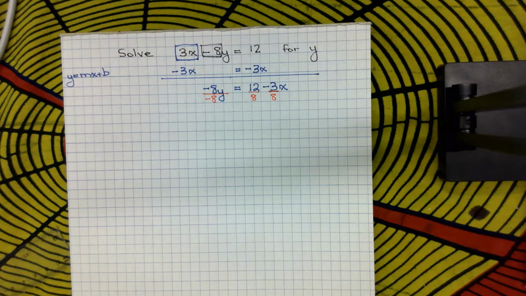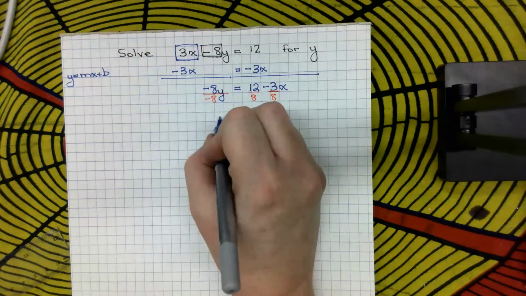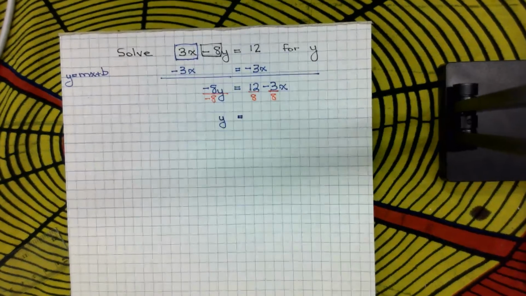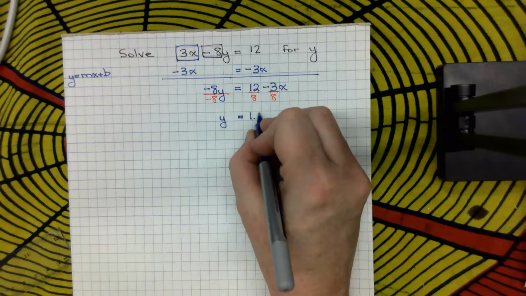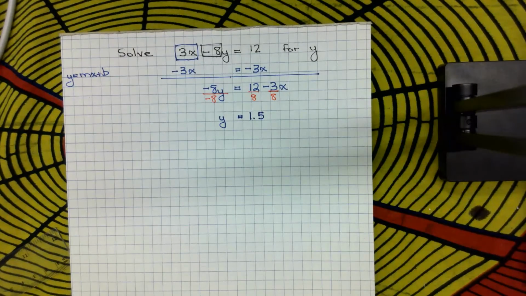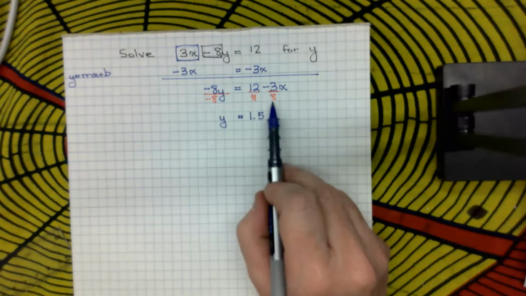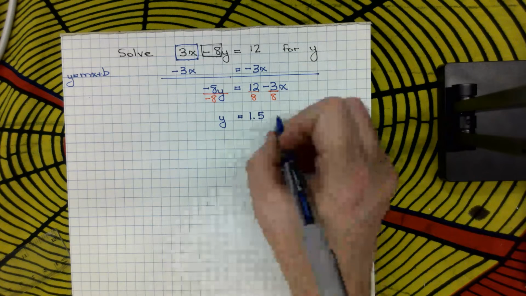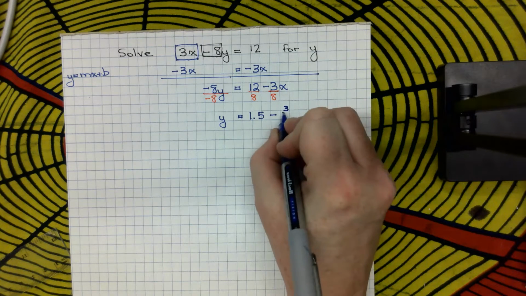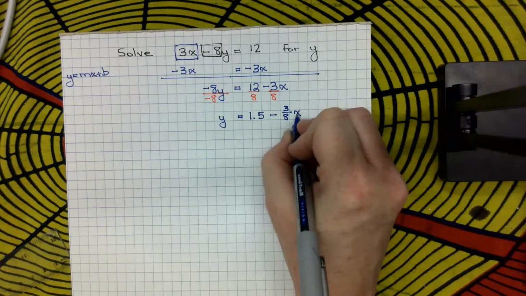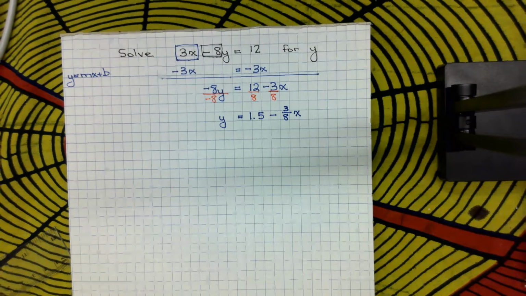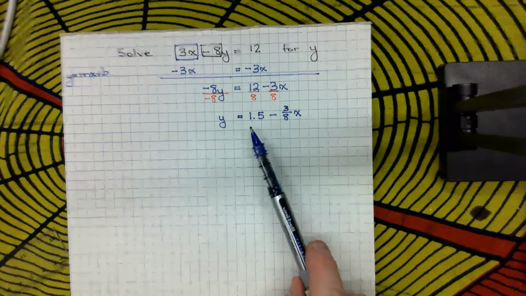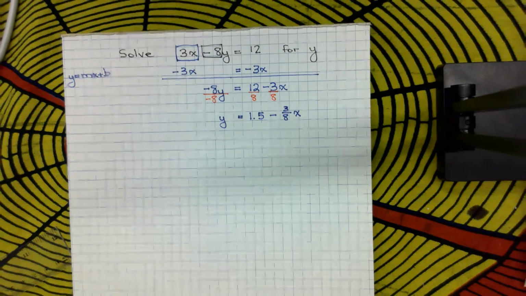So when I divide negative 8 by negative 8, I get y. When I divide 12 by 8, I get 1.5. And in this case, because this is in fraction form and I like to leave my slope as rise over run, I'm just going to leave it as negative 3/8 x. And so now it's in slope y-intercept form, and I know that 1.5 is my y-intercept and negative 3/8 is my slope.